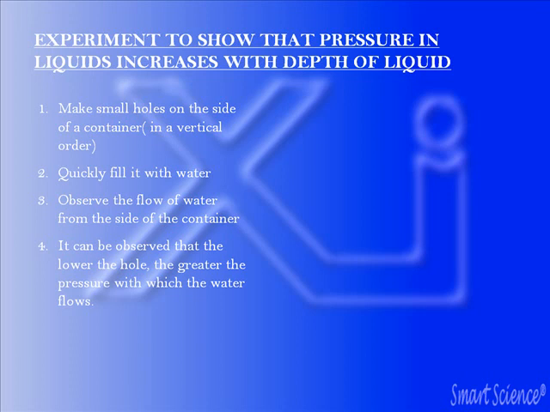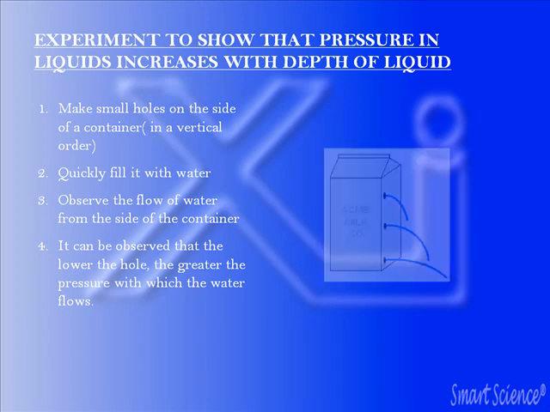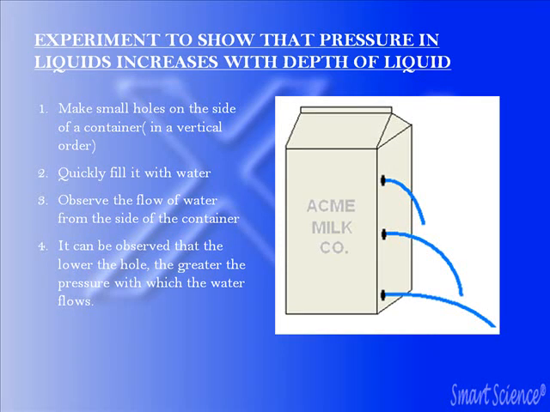Now this is an illustration. Now the box here is what we describe as the container, and you have the holes punched on one side of the container in a straight line in a vertical order, one on top, one at the middle, and then one downwards. Then you place this container on a table and then fill it quickly with water so that you observe the water as they flow through the holes.